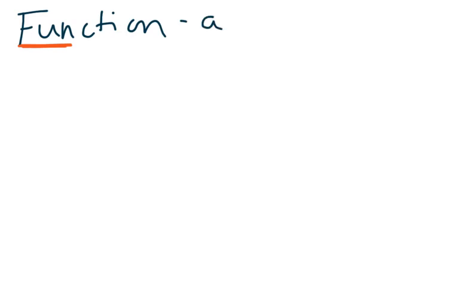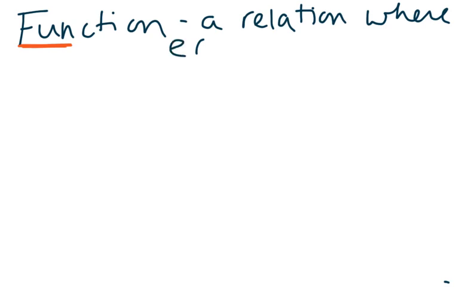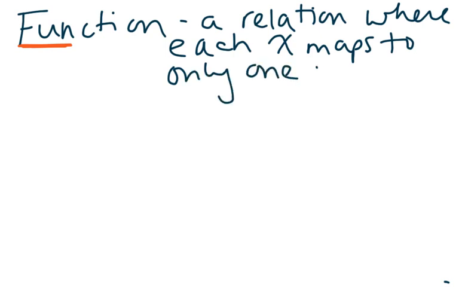And so the definition of a function is a relation where each x maps to only one y. If you're following along at home, or rewatching this after the fact, this is a good place to stop and pause and really consider that definition. Every x value only matches to one y value, and it's super easy to get those flip-flopped.